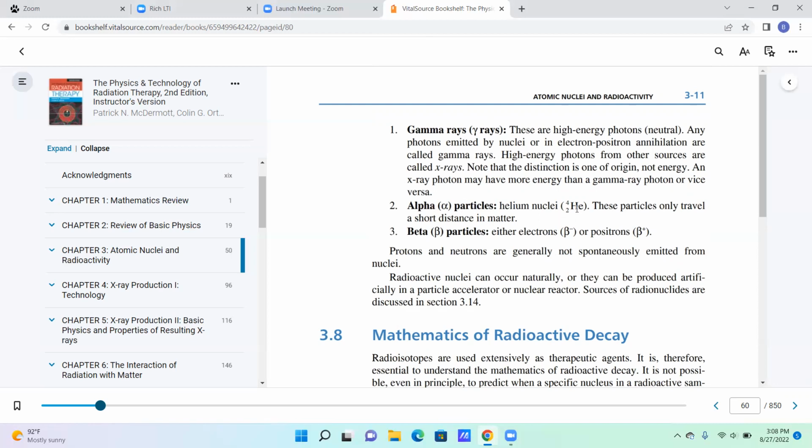Alpha particles are basically helium nuclei. These particles only travel a short distance in matter, just simply because they're pretty heavy. Beta particles are either electrons or positrons. Positrons and neutrons are generally not spontaneously emitted from nuclei. Radioactive nuclei can occur naturally, or they can be produced artificially in a particle accelerator or a nuclear reactor. And we'll discuss the sources of those a bit later.